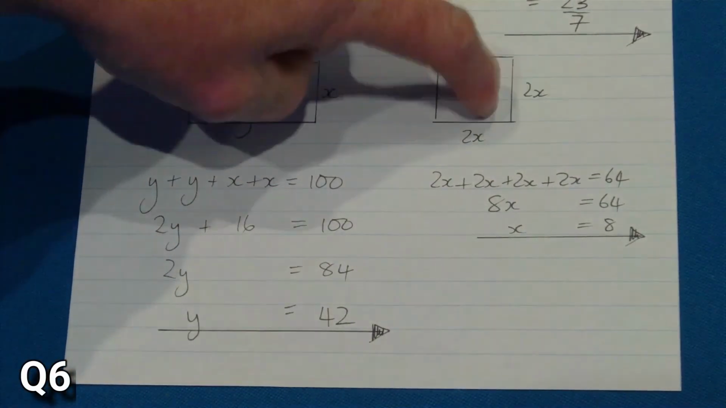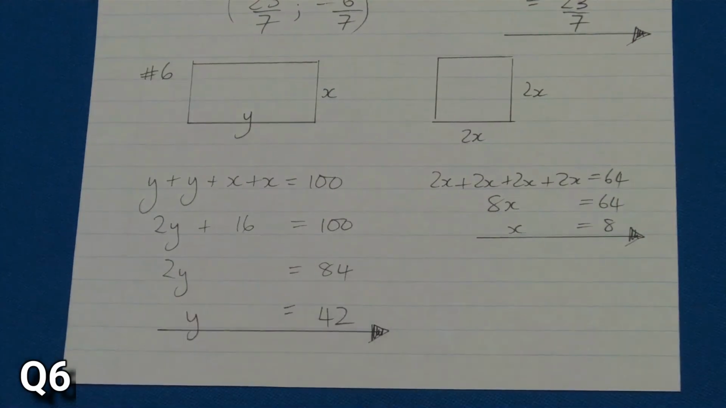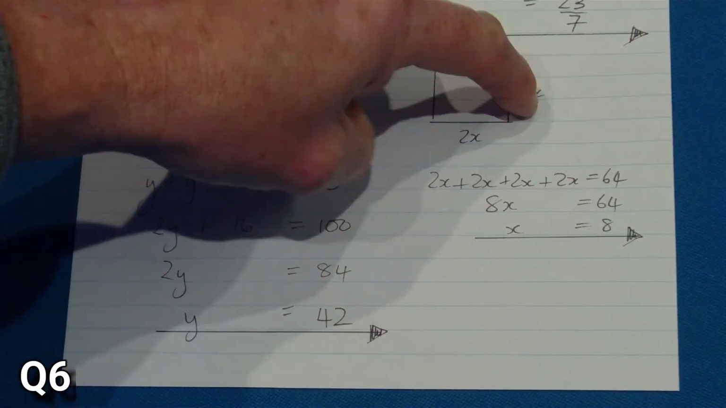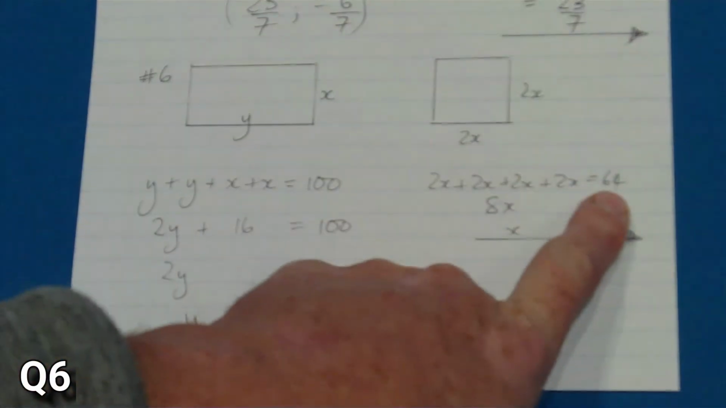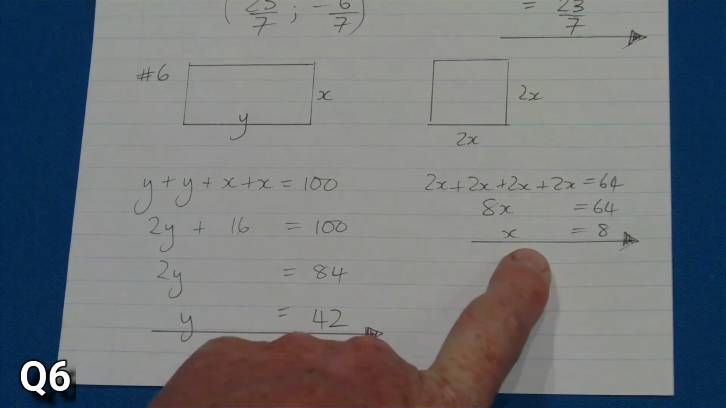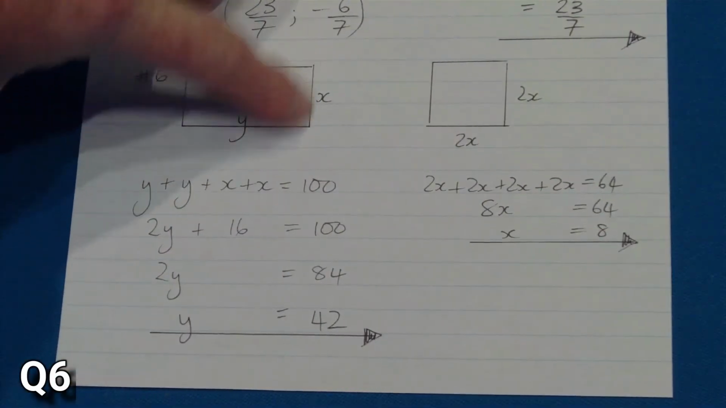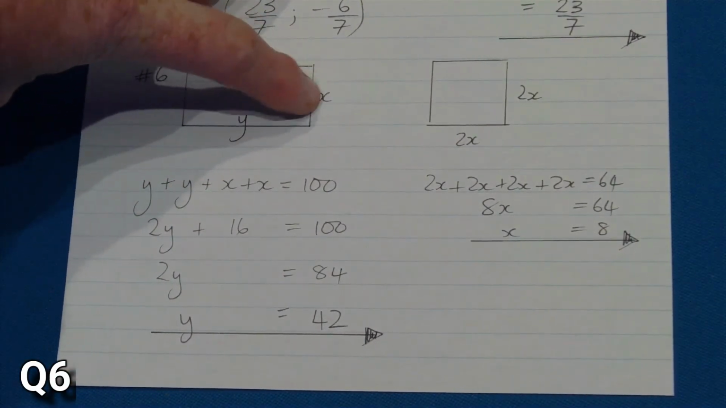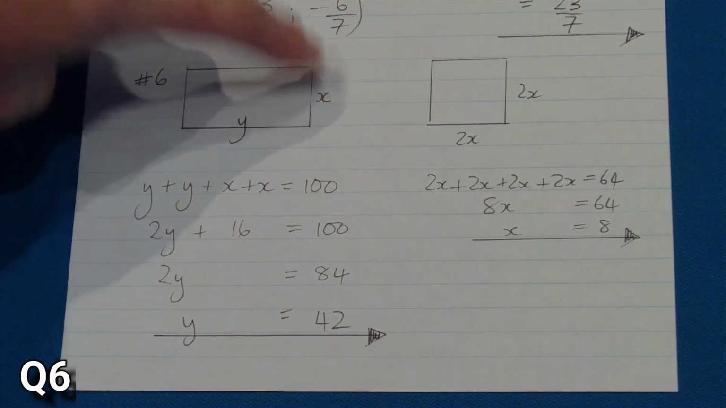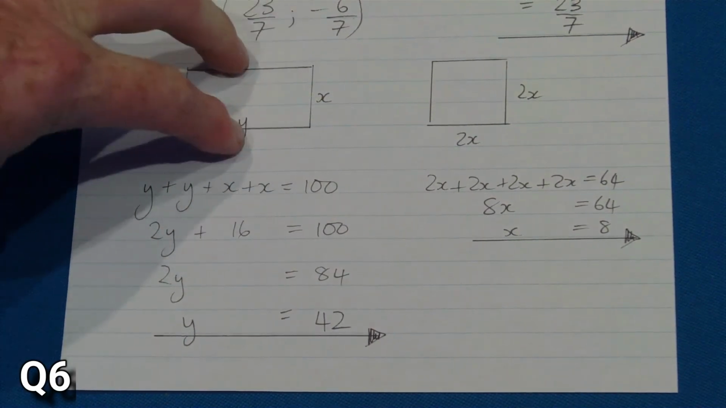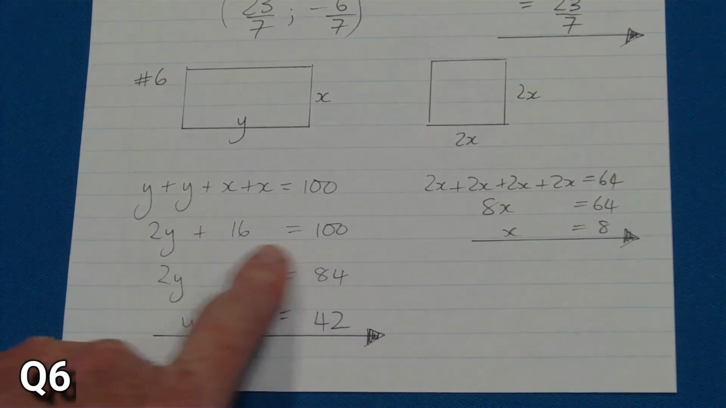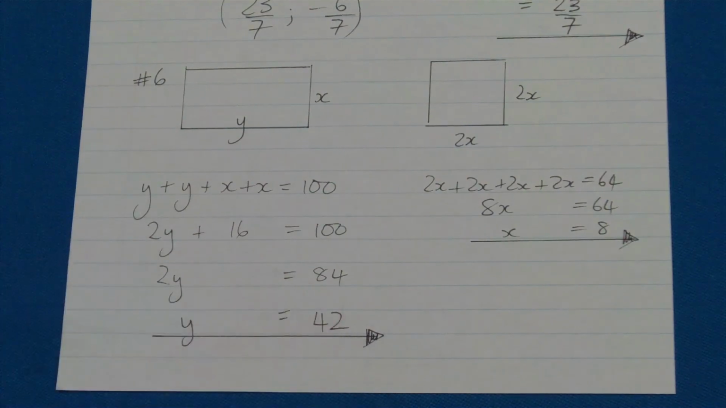Well, I'm definitely going to start here because there's only one unknown here, the x. So 2x plus 2x plus 2x plus 2x equals 64. Solve for x and you get 8. Alright, so now that I have x, I know the width of this rectangle is 8. Okay, so then it's going to be this 8 plus that 8 plus 2y's equals 100. There's the equation there, and you can solve it and you get your y as 42.